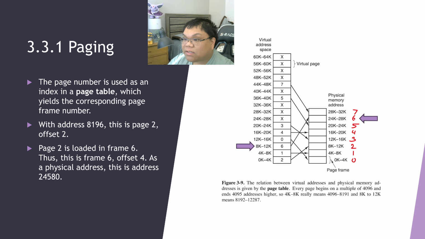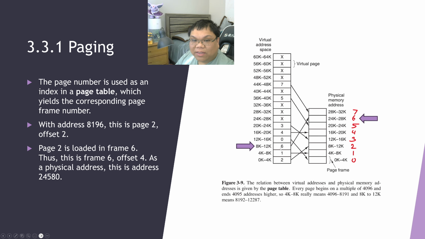So, the page number is used as an index in a page table. The page table is basically a lookup table that converts page numbers to corresponding page frames. Basically, where in physical memory is this page loaded? So, this page here, that is page 2. It is currently loaded in page frame number 6. That's why it's labeled 6 here.